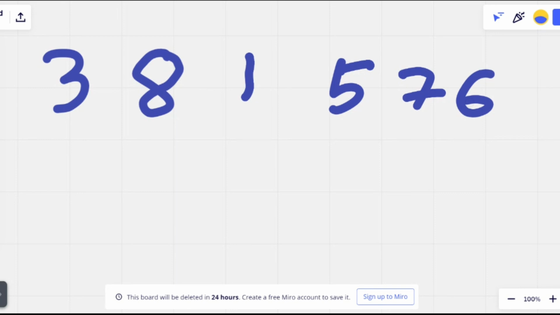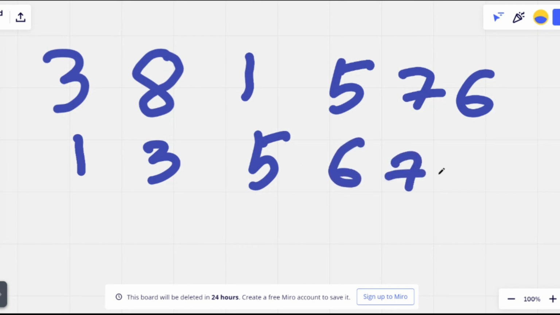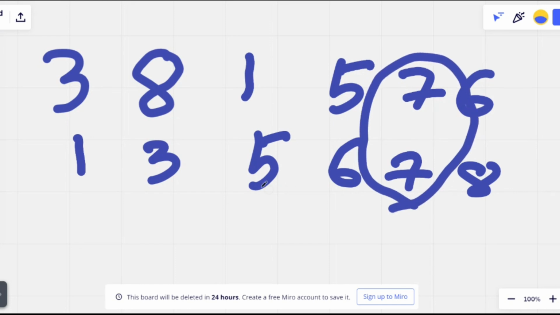Ascending order means small to big number. So 1 is the least number, then 3, 5, 6, 7, 8. How many numbers' places are not changing? Only 7. Only one number does not change its position. So this is also one kind of topic.